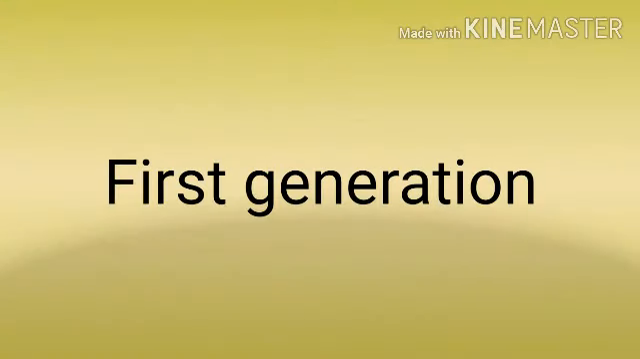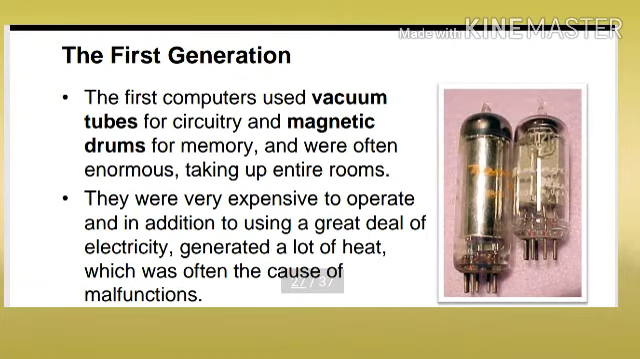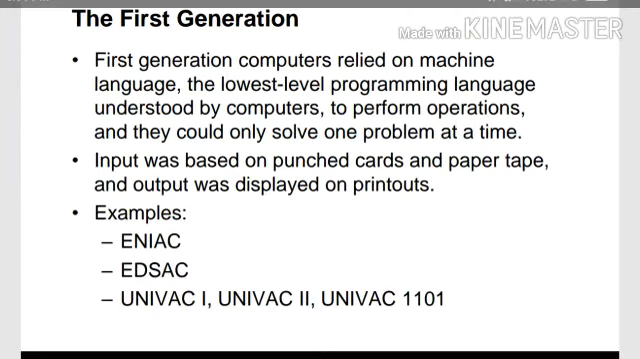Let's see the first generation. The first generation of computers used vacuum tubes for circuitry and magnetic drums for memory, and were often enormous, taking up entire rooms. They were very expensive to operate, and in addition to using a great deal of electricity, generated a lot of heat, which was often the cause of malfunctions.